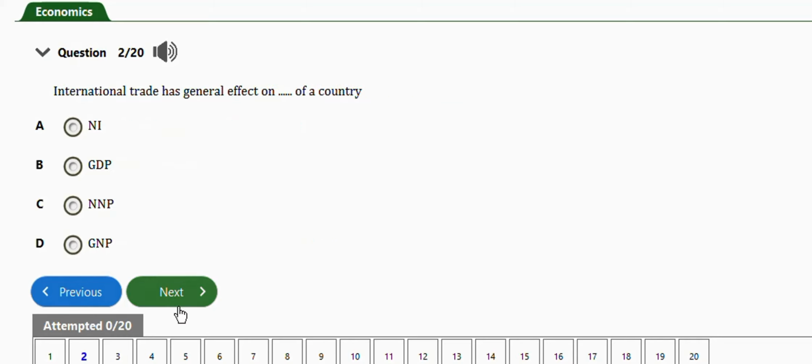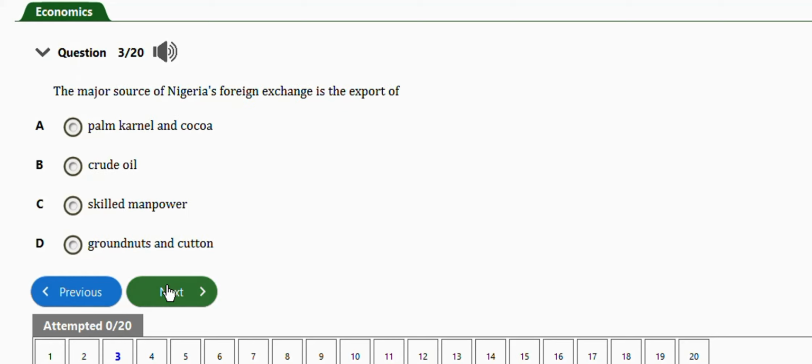The next question says international trade has general effects on the dash of a country's GDP, option B. Very important. Next question says the major source of Nigeria's foreign exchange is exports of, so it's very obvious, option B, crude oil.